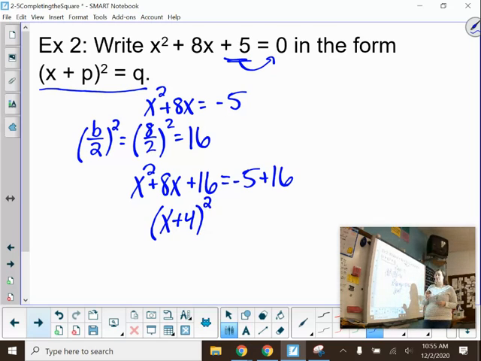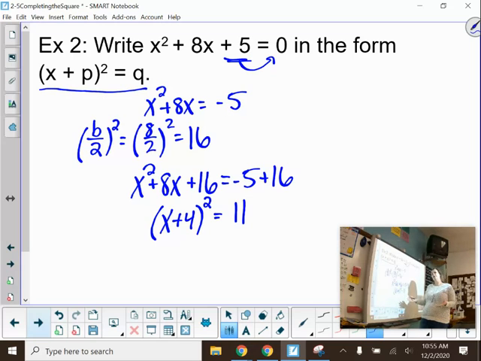So that's going to factor into x plus 4. On the right-hand side, we are going to combine. So negative 5 plus 16 is 11. This is where this question would normally stop, but because I want you guys to go through the whole process, I am going to go through and solve this.